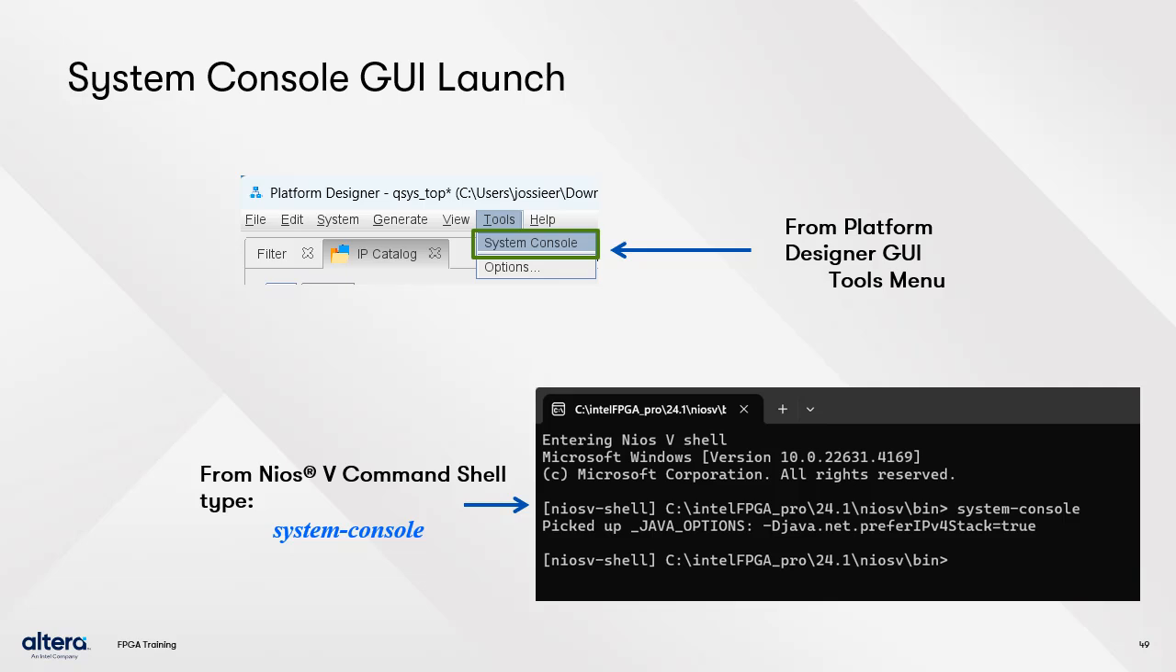There are several methods to launch the System Console tools. You can do so from the Quartus Prime software main window from the Tools menu. Then go to System Debugging Tools, and you will find the System Console option. You can also enter from the Platform Designer Tools menu or from the Nios V command shell. If you're launching the tool from the command shell, simply type system-console.